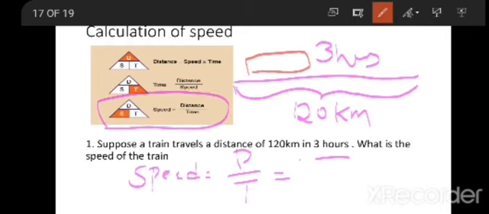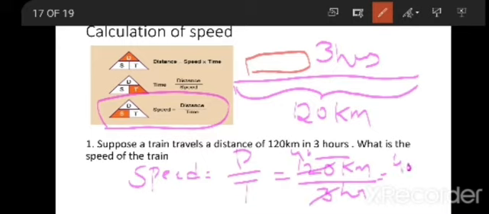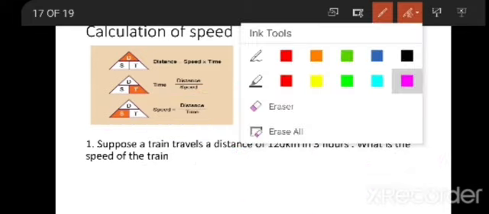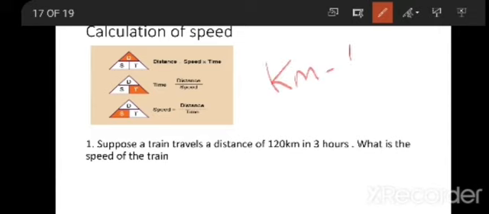What is the distance here? 120 kilometers. And what is the time here? 3 hours. So 3 ones are 3, 3 forties are 120, so 40 kilometer per hour. It has traveled 40 kilometers per hour, which means in 1 hour it has traveled 40 kilometers. And always remember, if kilometers and hours are there, then you can directly write your answer.